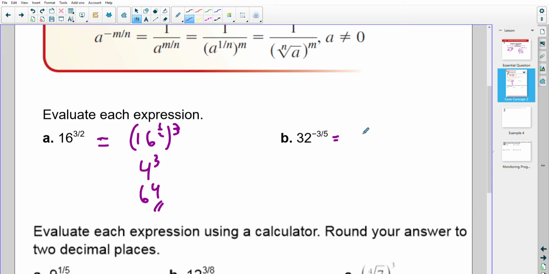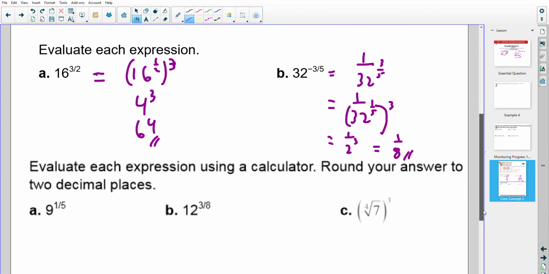Doing this, you would change it to a positive exponent, 32 to the 3/5. And I want to change that one more time, so it's going to be 32 to the 1/5, all to the third power. That means 32 to the 1/5 is what times itself 5 times is 32. That answer is 2. And so it's going to be 1 over 2 cubed, which equals 1 over 8.